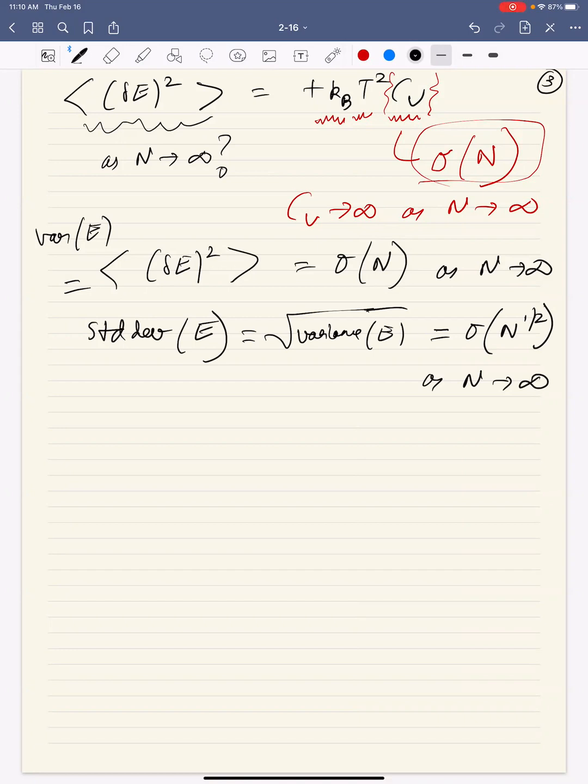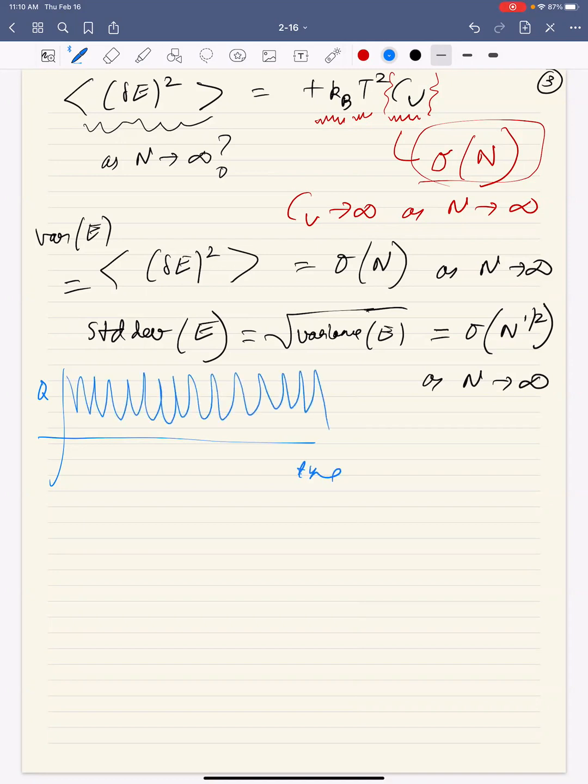Why is that very interesting? Because anytime you have some measurement, let's say you are measuring some quantity Q versus time, right? And you have something like this, right? Or let me make it something which we see.